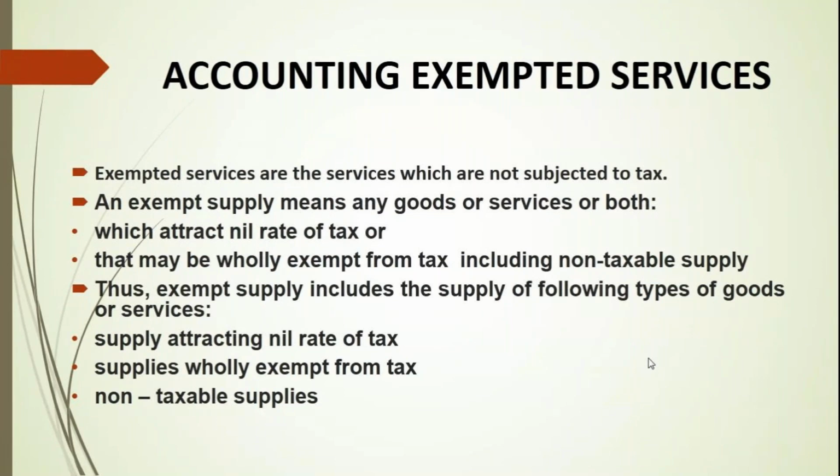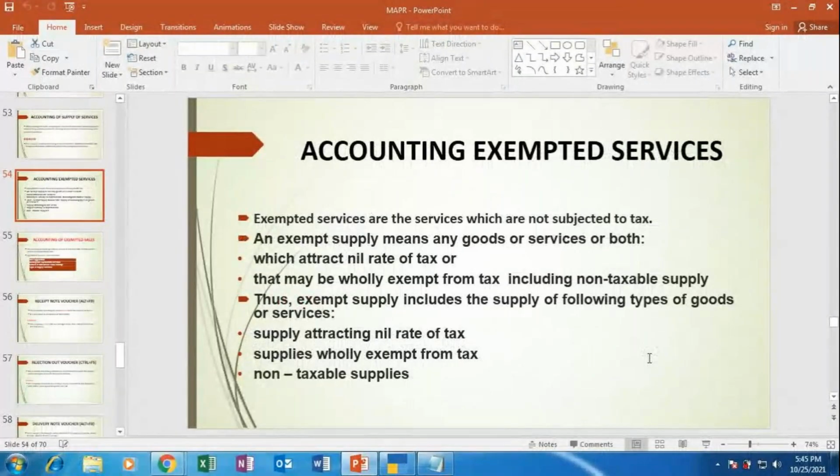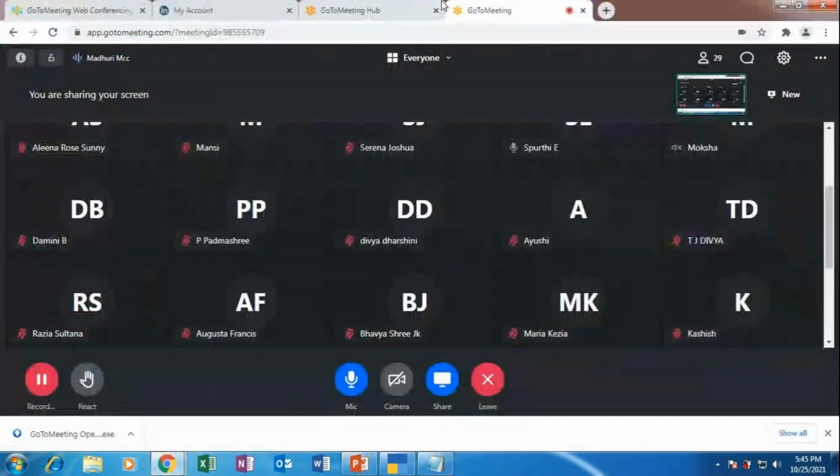So what do we understand by the term exempted? Now we have exempted goods as well as exempted services under GST. So basically, what do we mean by the term exempted? Exempted services are the services which are not subject to tax. An exempt supply means any goods or services or both which attract a nil rate of tax or that may be wholly exempt from tax, including a non-taxable supply. So an exempt supply includes the supply of the following types: supplies attracting nil rate of tax, supplies wholly exempt from tax, and non-taxable supplies. So which is the list of exempted goods or services? Let's have a check on that.